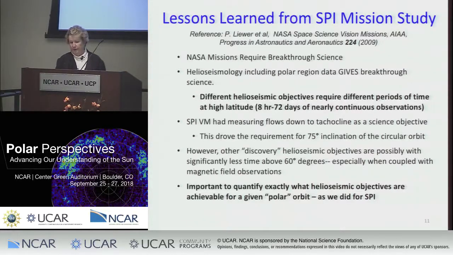But it's very important to remember that different helioseismic objectives are going to require different amounts of time at high latitude. In our study, we found times ranging from 8 hours to 72 days, depending on what you wanted to measure. And in fact, we said we wanted to measure flows down to the tachocline. That's very ambitious, and that's what drove the requirement for a 75-degree inclination orbit, because that gives you enough time above 60 degrees. But I think there's a lot of other discovery class science that can be done without having to measure the flows all the way down to the tachocline.